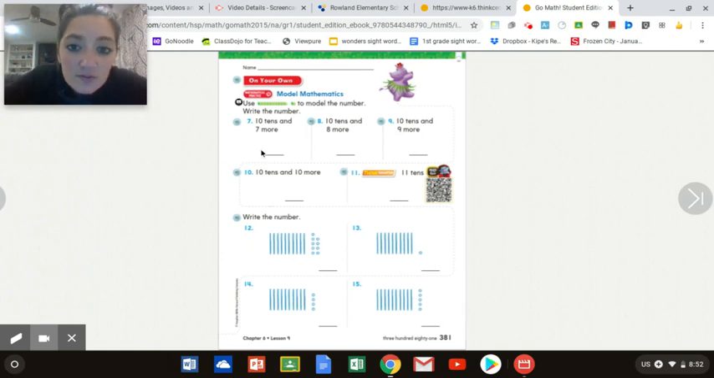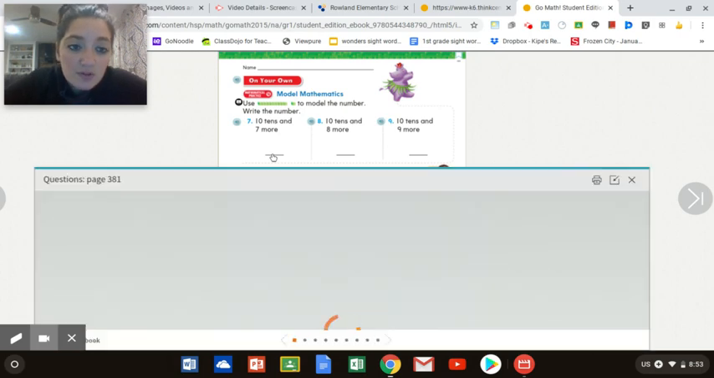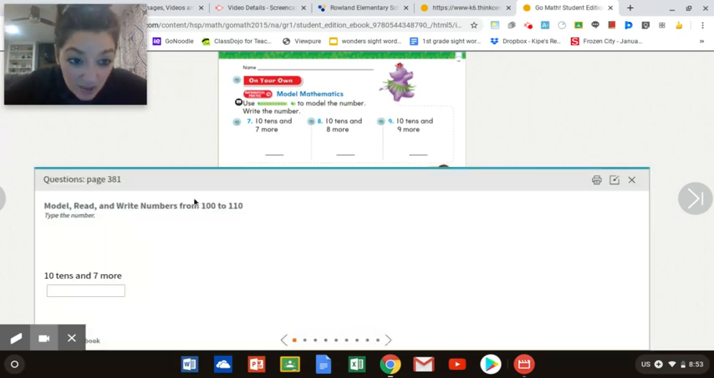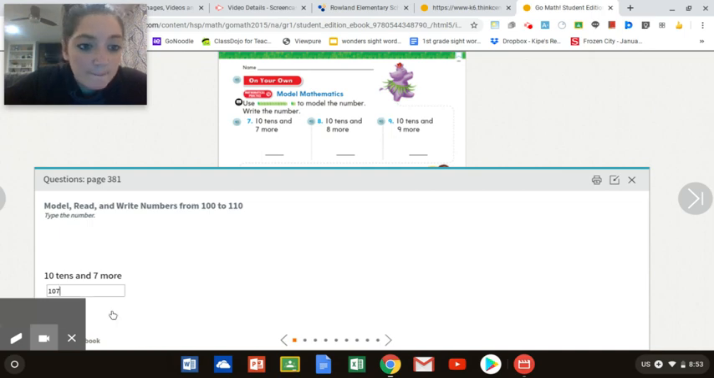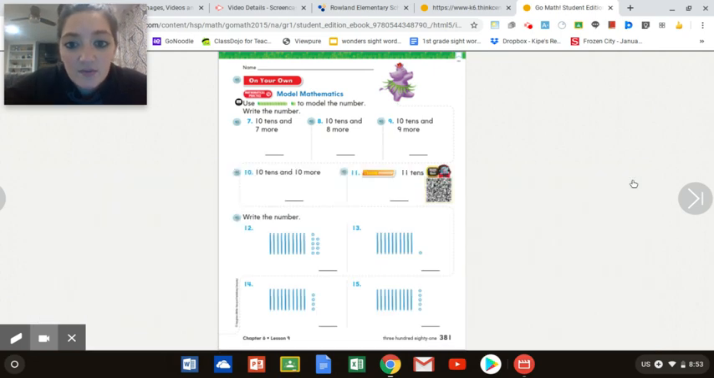now you don't have to model here. You just have to write the number. So you have 10 tens and 7 more. So what that would look like, you have 10 tens and 7 more. I know that 10 tens is 100, but I have 7 more individual ones. So 10 tens and 7 more, 107. And then you would do the same thing for 8 and 9 and 10.